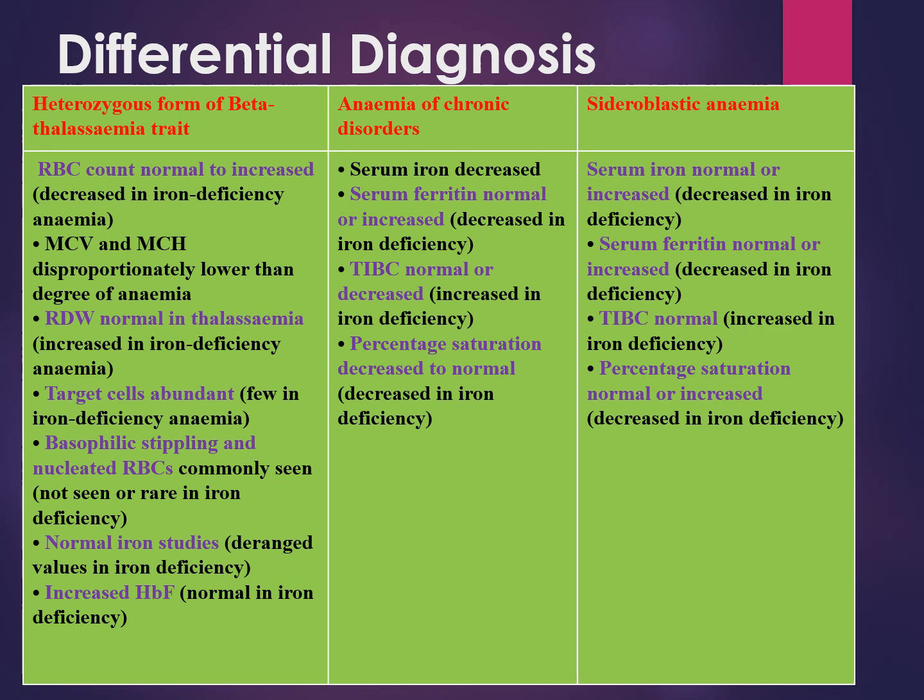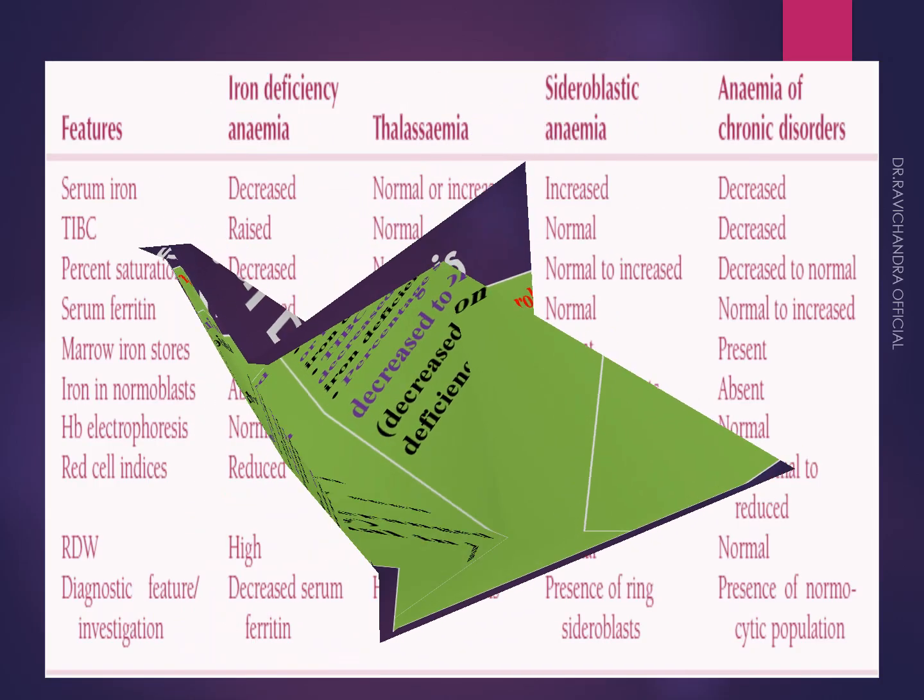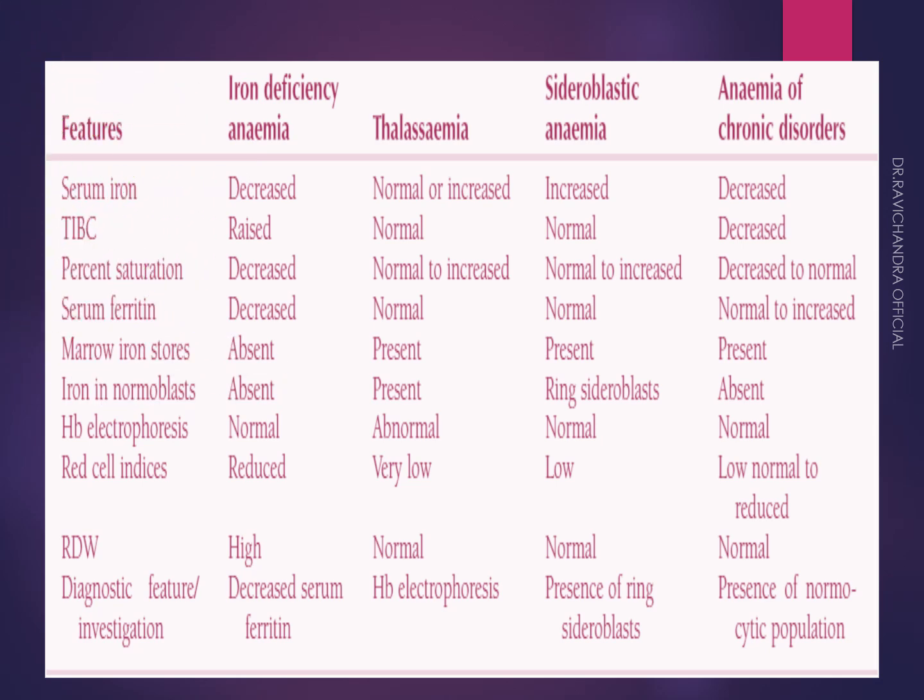Increased hemoglobin F, target cells more abundant, basophilic stippling and nucleated RBCs are commonly seen in thalassemias. So this helps you to differentiate iron deficiency anemia from thalassemia, sideroblastic anemia, and anemia of chronic disease. So DD for microcytic hypochromic anemia can be asked for a 6 marks question. Then you have to draw a tabular form and write these findings.